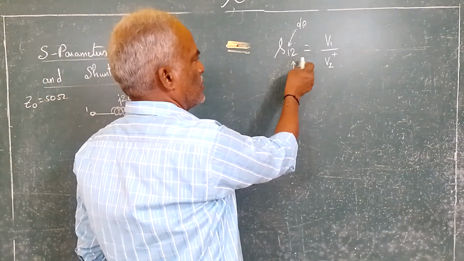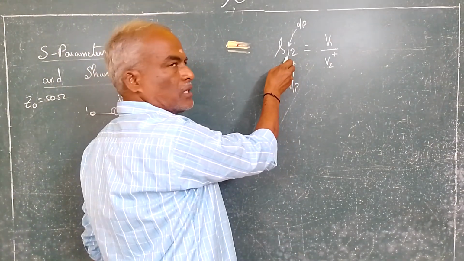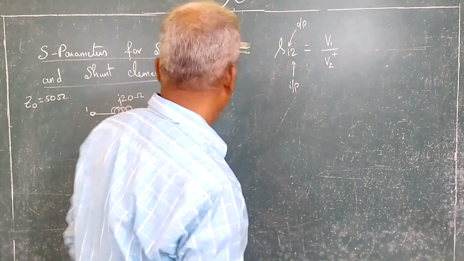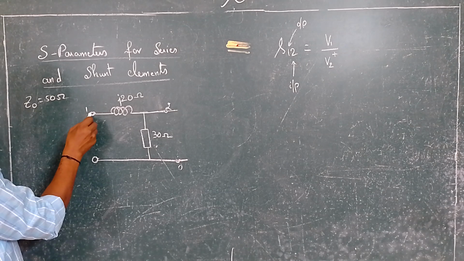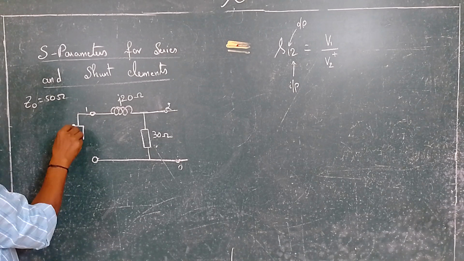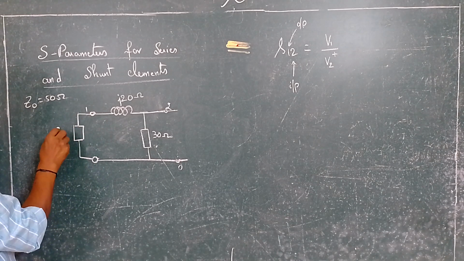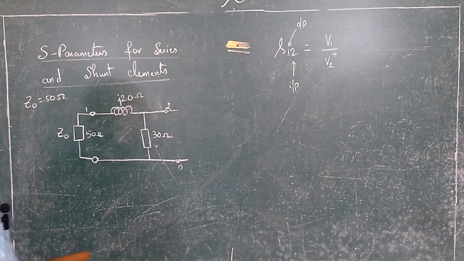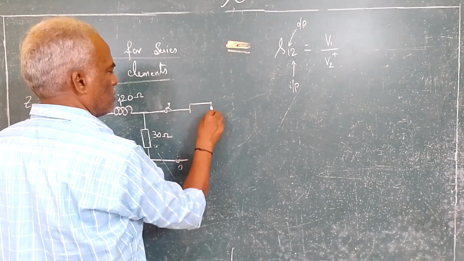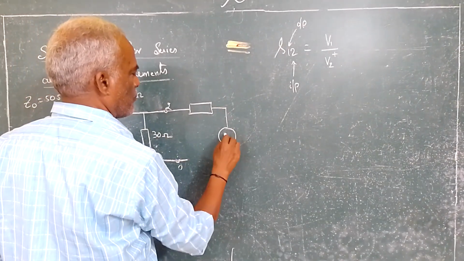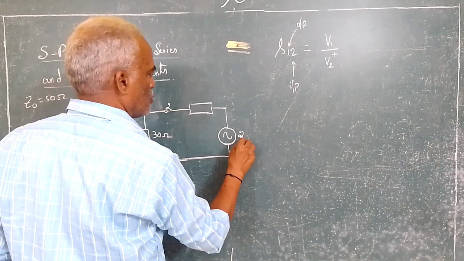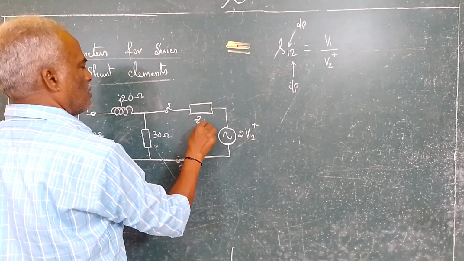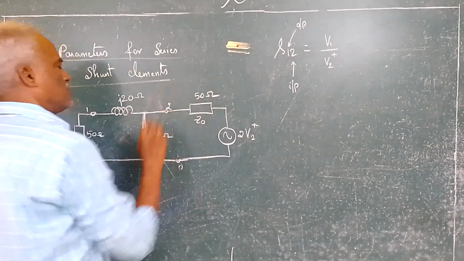So if I say S12, we have to see the output at port 1 and the input is excited at port 2. So port 1 is here. You connect the characteristic impedance Z0, which is 50 ohms. And here you are going to excite with a voltage source. I call this 2V2 plus, and this is Z0, 50 ohms, characteristic impedance. This is how you have to connect.